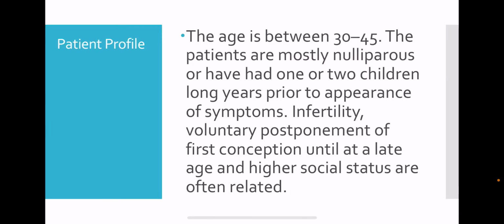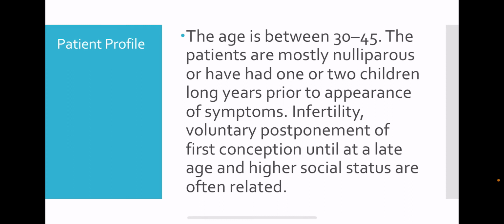Patient profile. The age is between 30 to 45. So women aged 30 to 45 are more susceptible. The patients are mostly nulliparous or have had 1 or 2 children. Nulliparous means they have not borne any child, or they might have had 1 to 2 children long years prior to the appearance of symptoms. Before having endometriosis, long years back, they might have had 1 or 2 children.